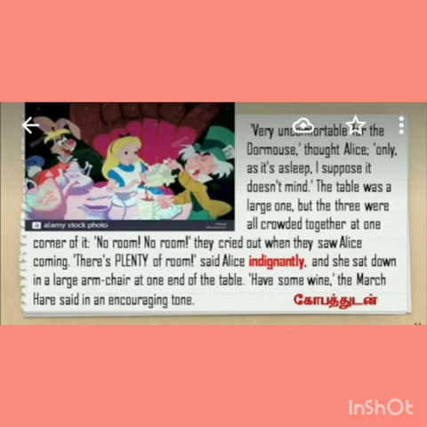The March Hare said in an encouraging tone, just have this wine, okay. That is what the rabbit is saying.